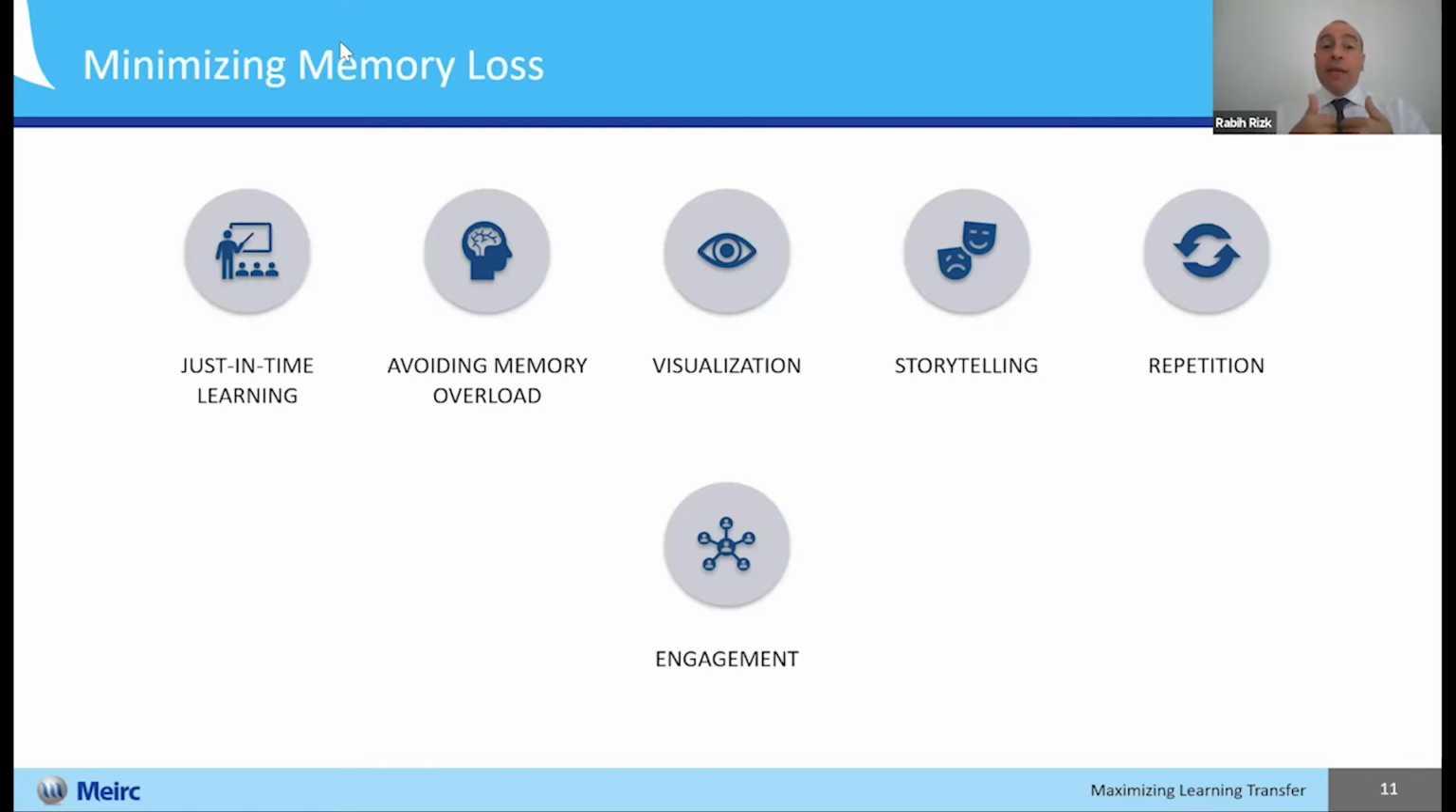Now, one thing that is a rule of thumb is repetition. So we need to come up with ways of repeating the same information that we shared in the classroom again and again after the classroom and even during the classroom training, so people would remember it and they will somehow move it from their short-term memory to their long-term memory.